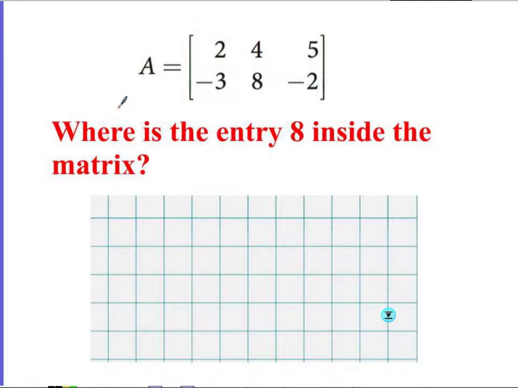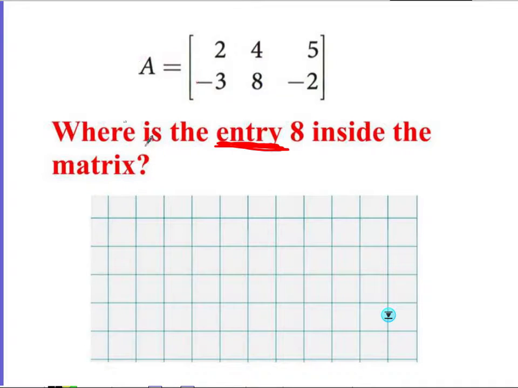Now, what if we were looking at the numbers inside of this matrix? The numbers inside the matrix are called entries. So here's entry 2, entry 4, entry 8. Now let me ask you this question. I know that 8 is inside my matrix, but can you tell me specifically where inside the matrix is entry 8? How would you be able to describe that for me?